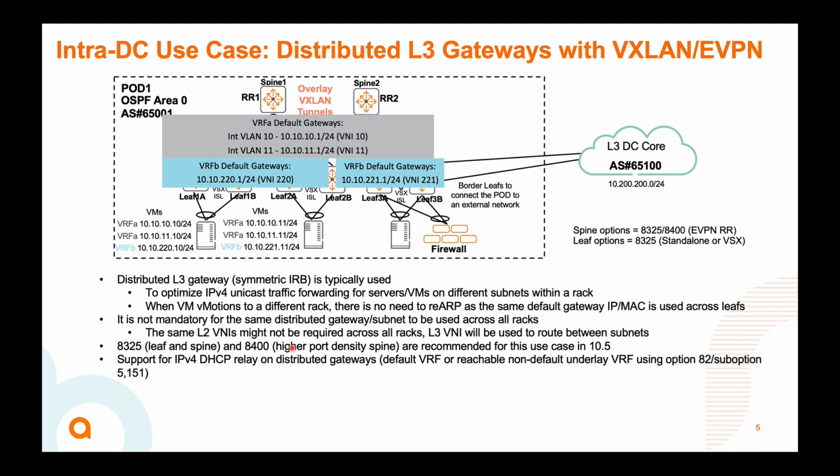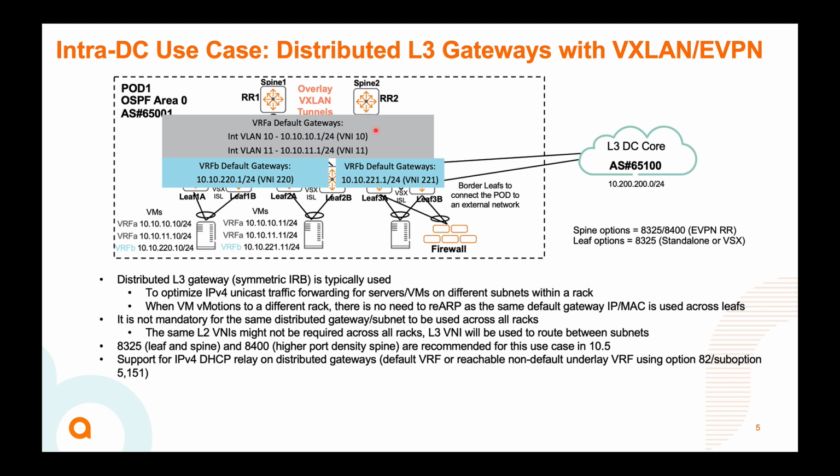It is not mandatory for the same distributed gateway or subnet to be used across all racks. It's fine if you wanted to. So you have VRF-A with VLAN 10 spread across all 3 racks here because you might need to vMotion across all 3 racks. But here we have VRF-B with the 220 subnet that only exists on rack 1 and rack 2. The application does not require that same subnet in rack 3. So rack 3 requires a different subnet for VRF-B with the 221 subnet. And they can route using the layer 3 VNI between the different subnets.